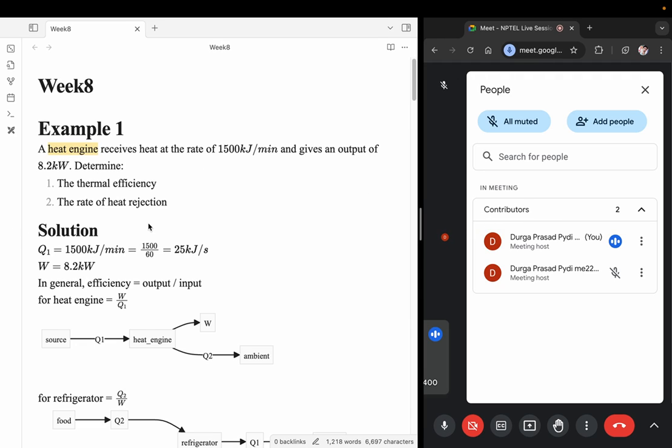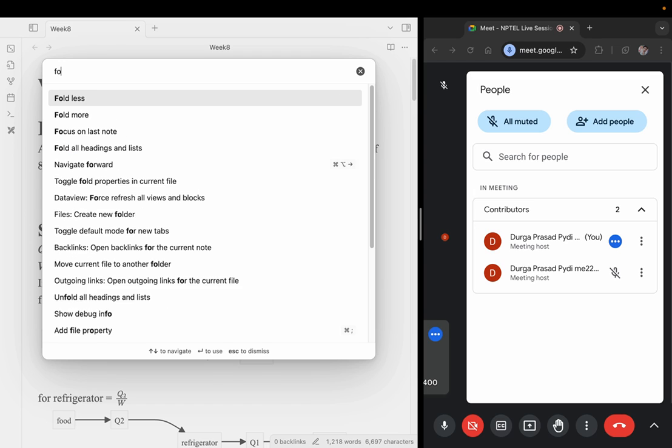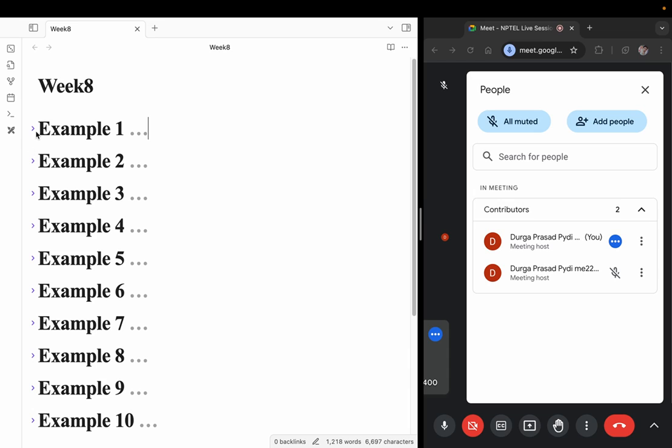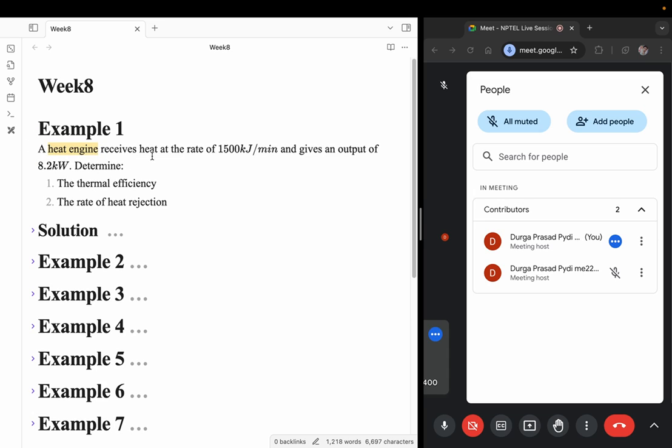You have a heat engine. Let me just hide the solutions. So the first problem is: the heat engine receives heat at a rate of 1500 kJ per minute and gives an output of 8.2 kW. Determine the thermal efficiency and the rate of heat rejection.